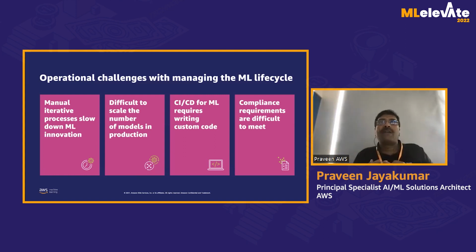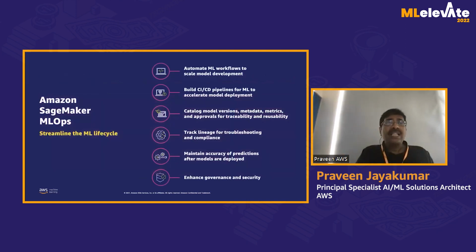You need to have an ability to version your model. You need to know which version of the model is in a UAT environment, which version of the model is in a production environment. Those are some of the typical challenges that ML projects have. And that is where the SageMaker MLOps capability helps you to solve those problems.